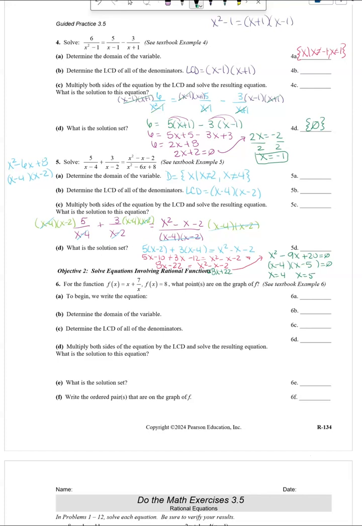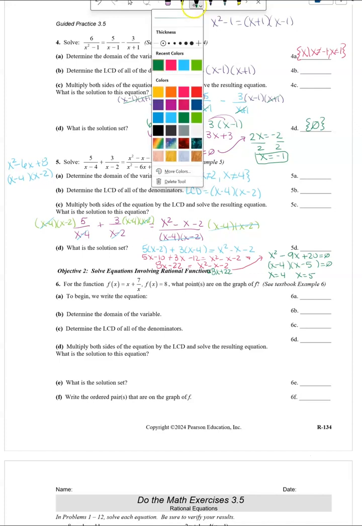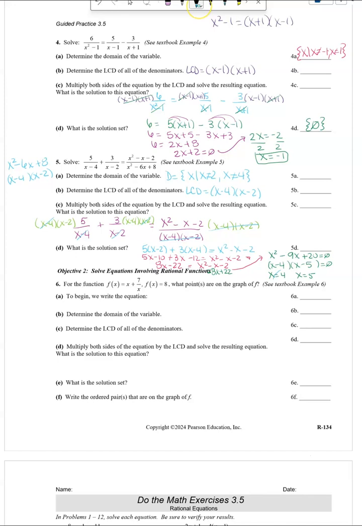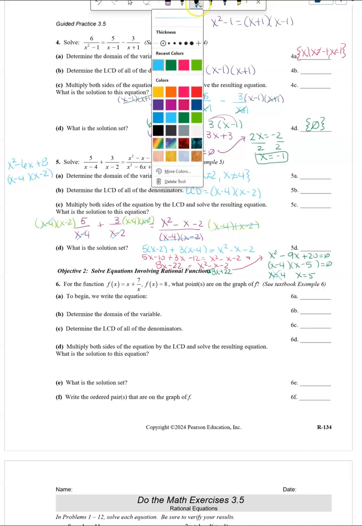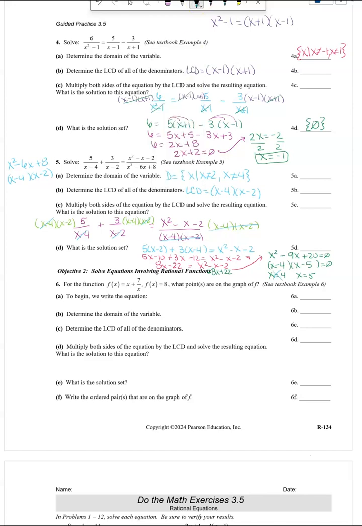Well, we see that x cannot equal 4, so this one is bad. So our solution is going to be 5. Okay, so you always have to check your solution, your proposed solution, against your exclusions.